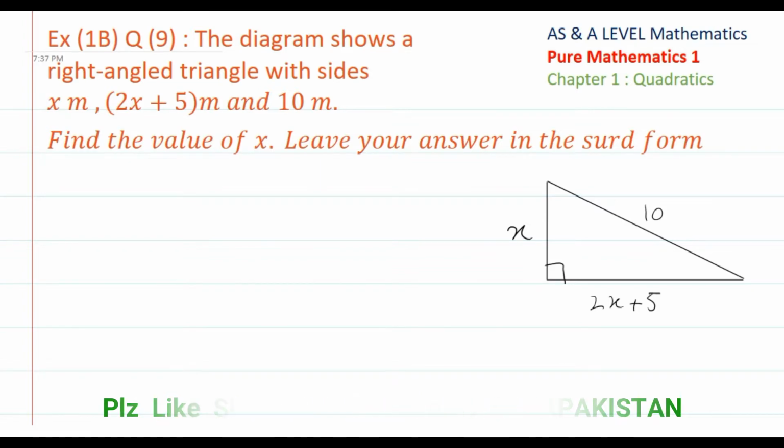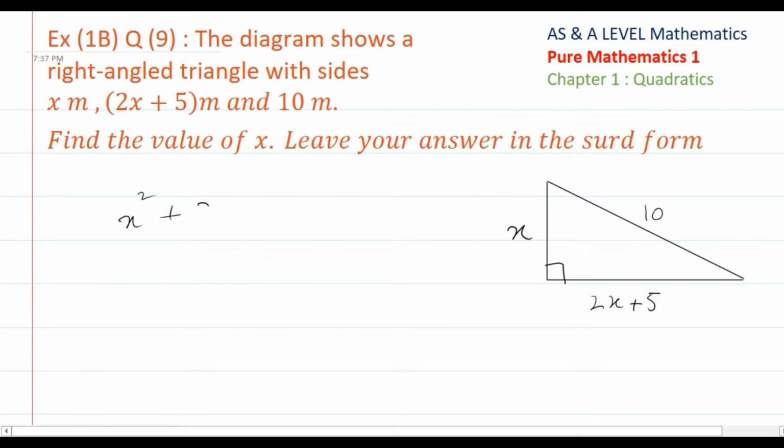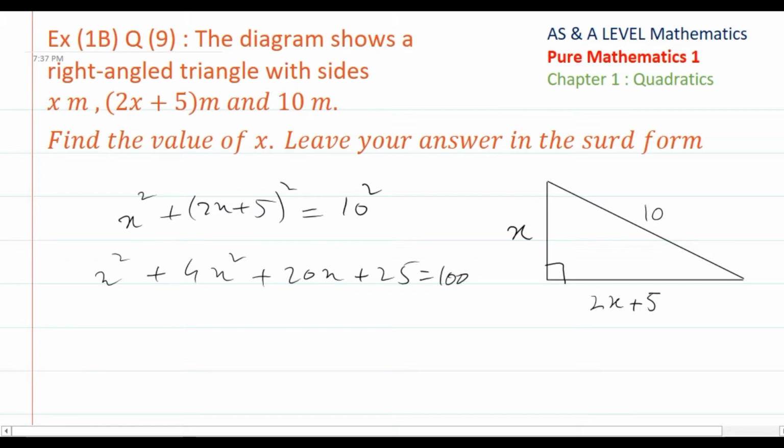To solve this question, we will use Pythagoras theorem and we will make an equation: x square plus (2x plus 5) square equal to 10 square. On simplification, you will get x square plus 4x square plus 20x plus 25 equal to 100.